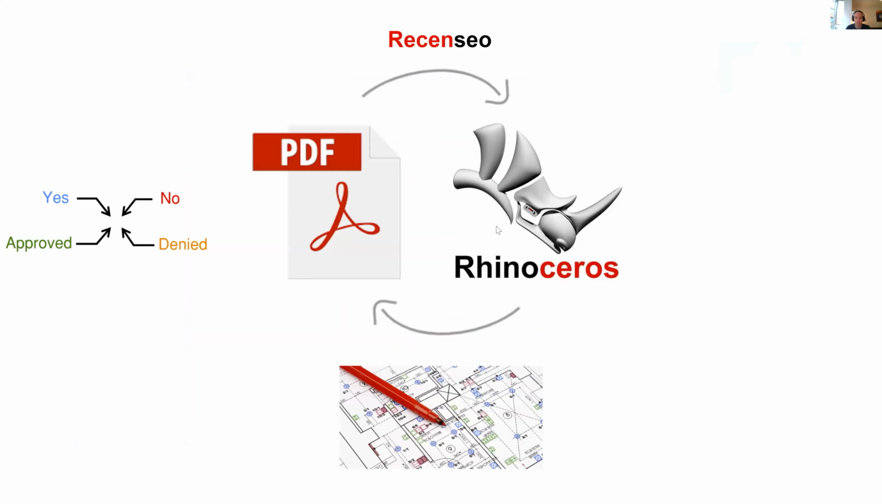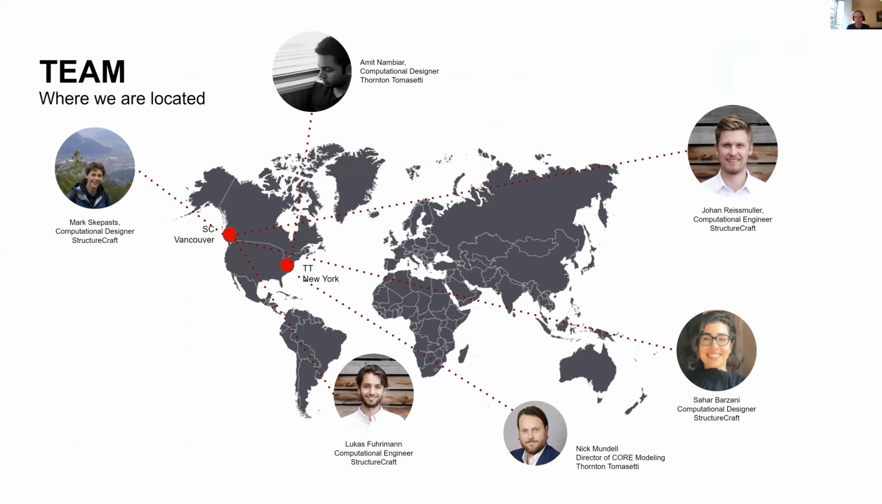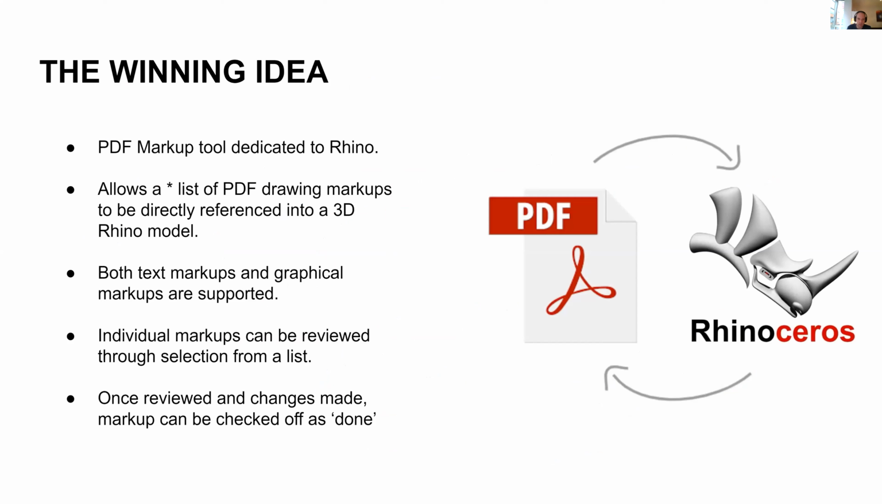I'll move on to the next hack, recent sale. So that was really about connecting PDF with Rhino. So looking at markups and how can we actually instantiate them in 3D models. So this was a team, Mark, Lucas, Johan, and Sahar were all based in Vancouver, and Amit and Nick were mainly in the US, in New York.